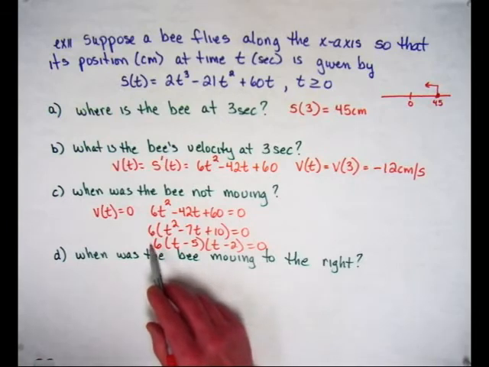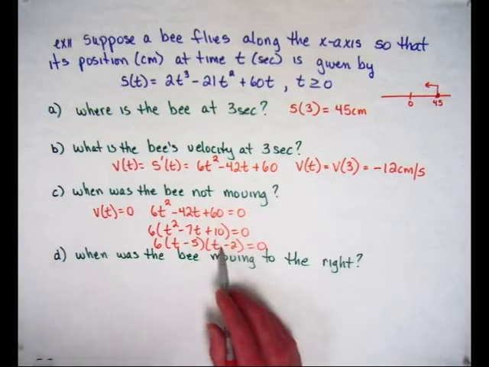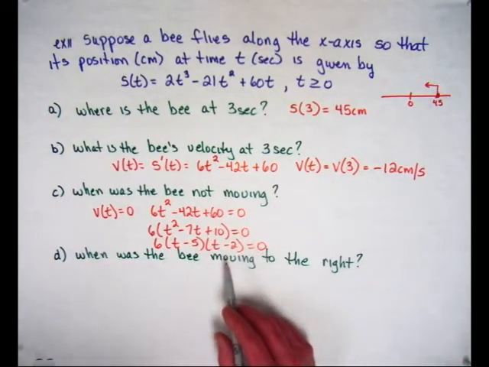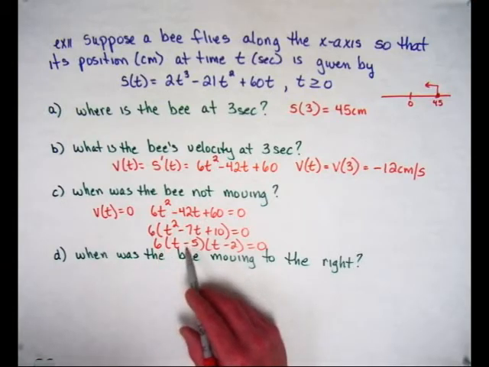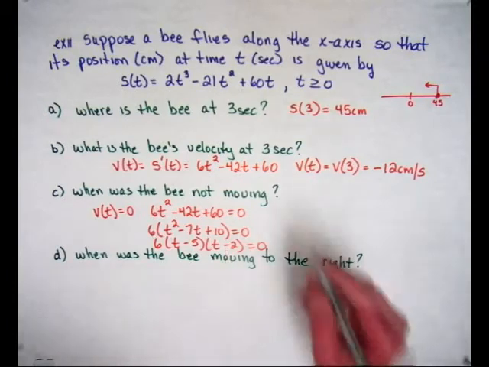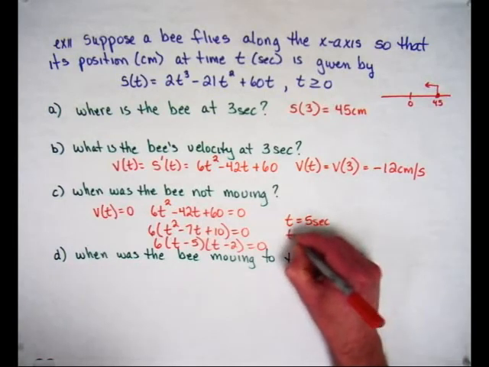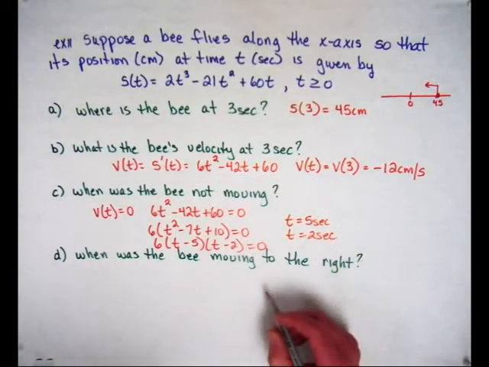We have 3 factors being multiplied together here, 6 times t minus 5 times t minus 2. In order for the result to be 0, one of these factors must be 0. Well, it can't be the 6. The 6 is a constant, so it must be when t minus 5 is 0 or when t minus 2 is 0. So it turns out that the bee is not moving at 5 seconds and at 2 seconds. So twice during the life of its travels, it was actually stopped.